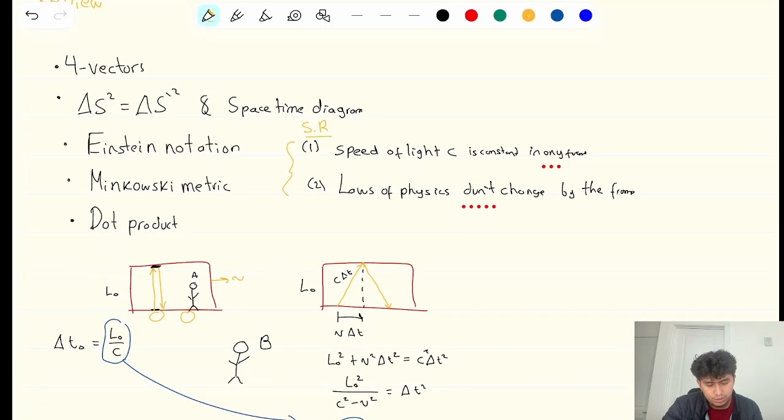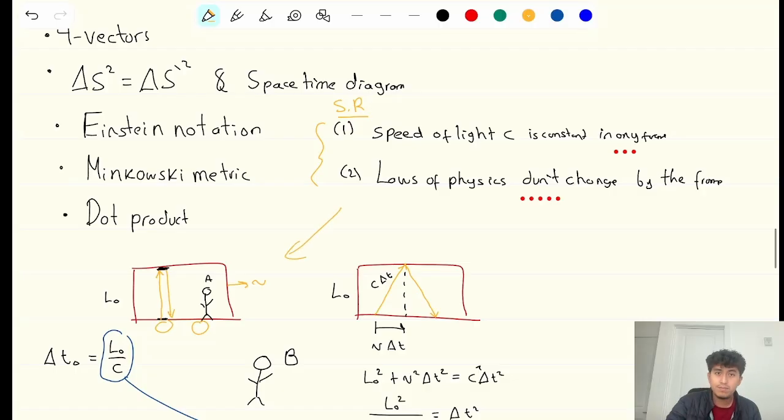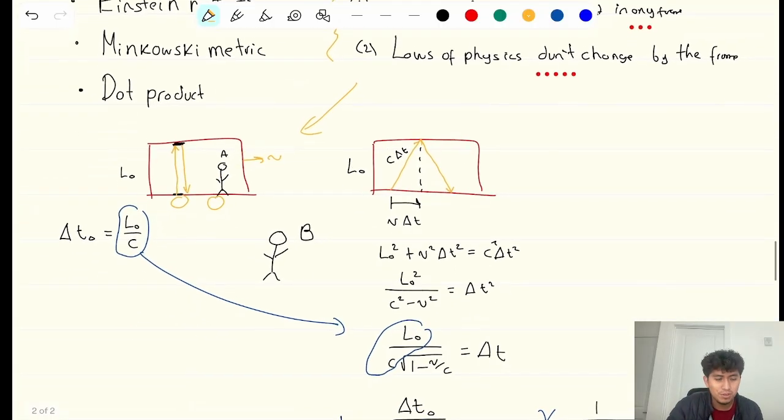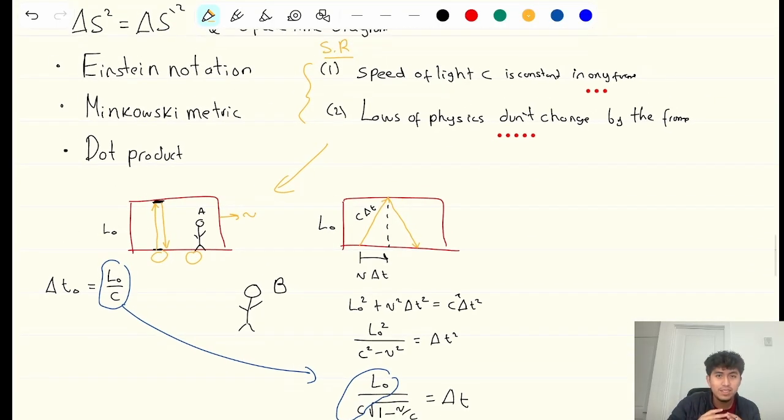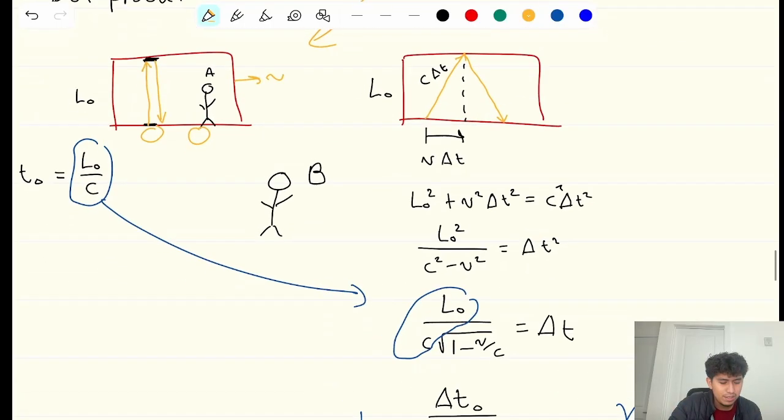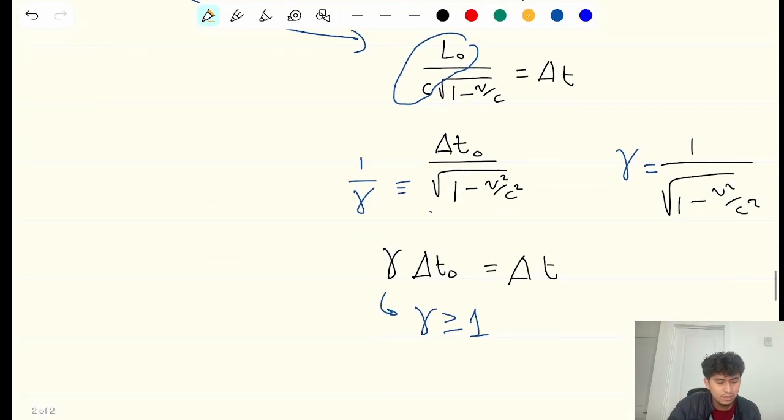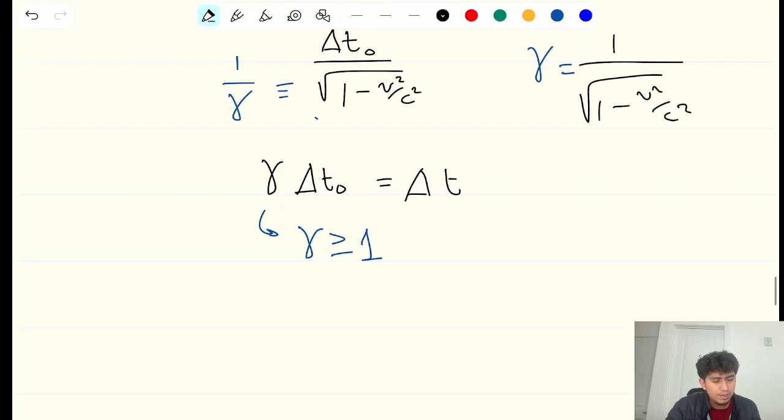And here, as you notice, we used the first one. That was a very important step: that c is just constant. It's going to be the same in every frame. It doesn't matter whether Alex or Bob is seeing it. And here we get the time relation.